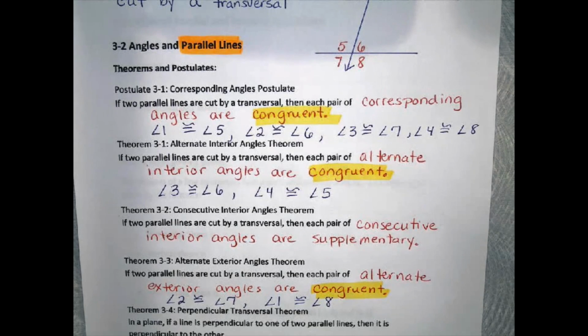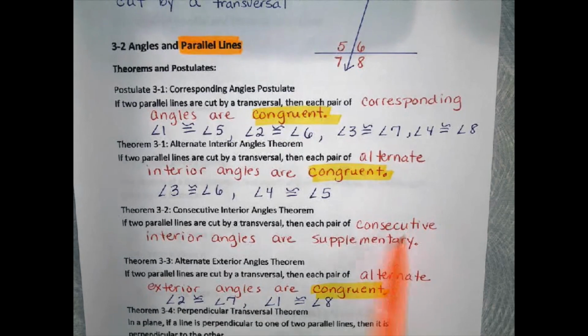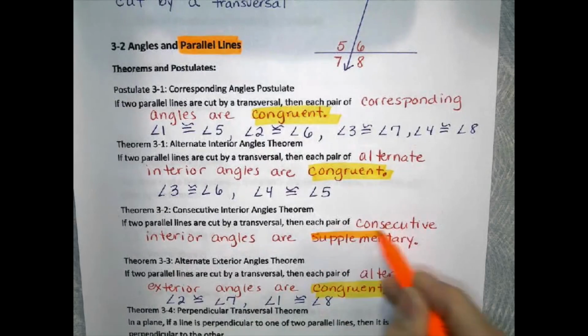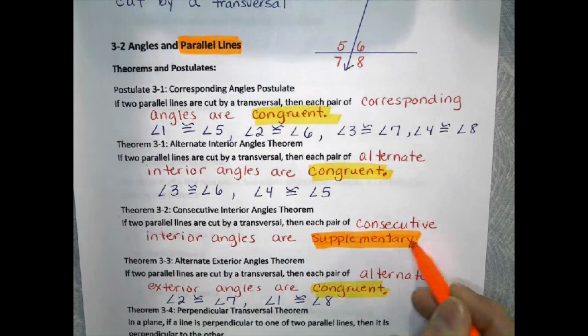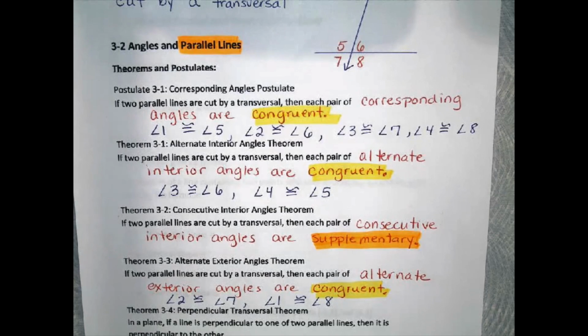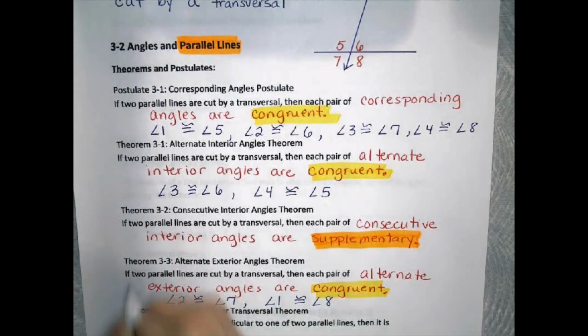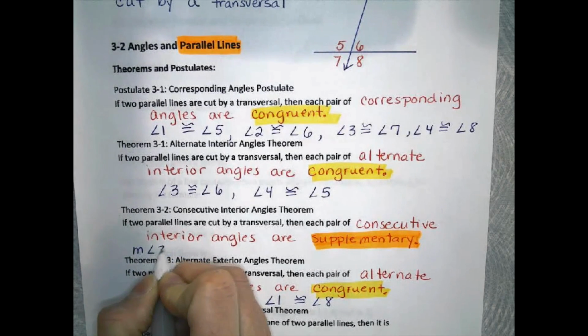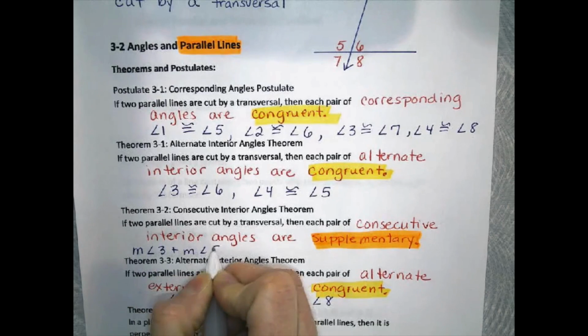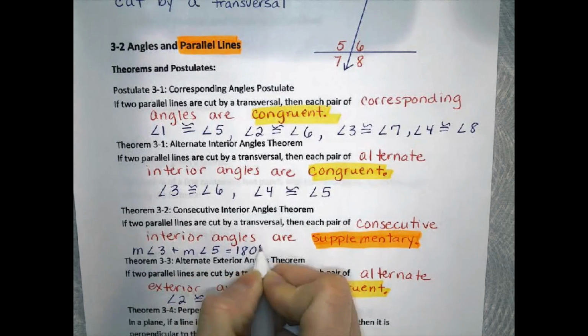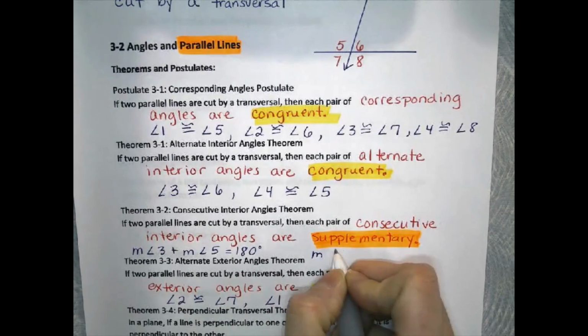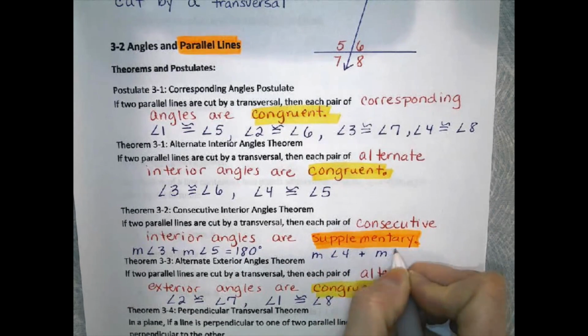Instead of being congruent, this one says that if two parallel lines are cut by a transversal, then each pair of consecutive interior angles is supplementary. Not congruent, but supplementary. Remind yourself that supplementary means the sum of those two angles must equal 180 degrees. So we could write the statement that the measure of angle 3 plus the measure of angle 5 equals 180 degrees. The measure of angle 4 plus the measure of angle 6 also equals 180 degrees.